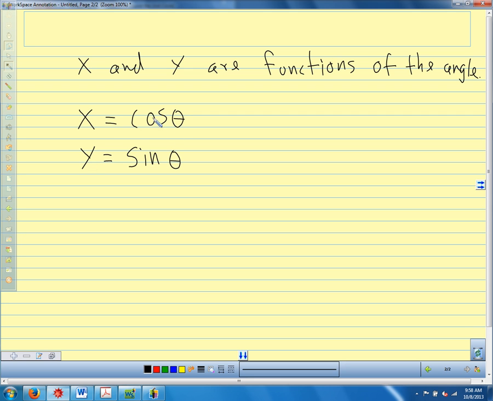And then we're going to use these functions to define some other functions. So I'm going to define the tangent of theta as y over x, the y-coordinate over the x-coordinate. We can also think of that as sine theta over cosine theta.